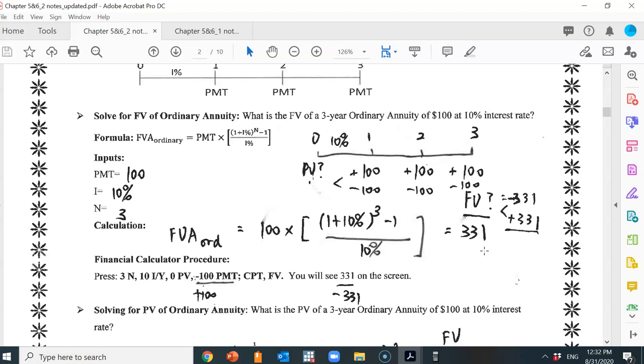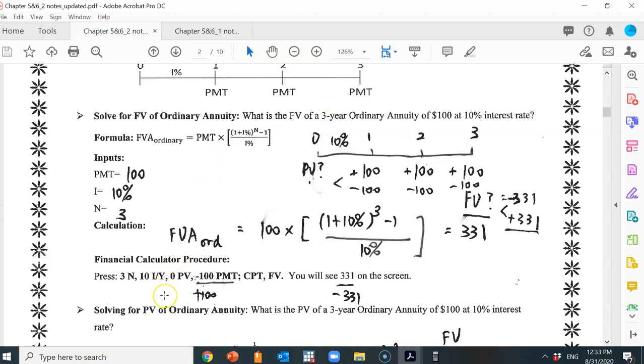This is how you can use this formula to solve for the future value of a 3-year ordinary annuity of 100 at a 10% interest rate. Again, in the exams, you would be provided a formula sheet, so you just need to find the right formula to use and then put in the right numbers.